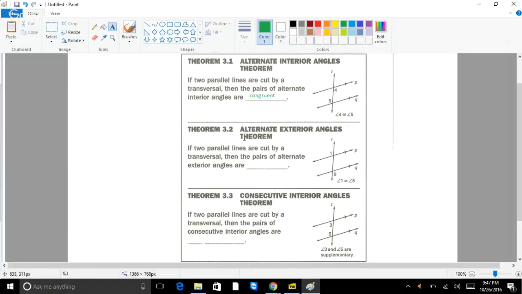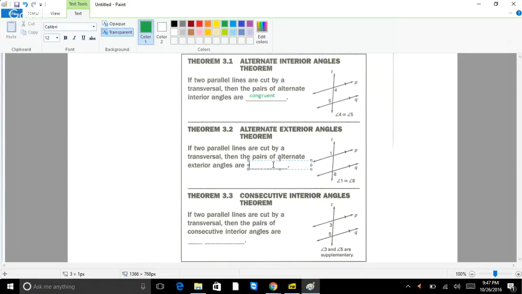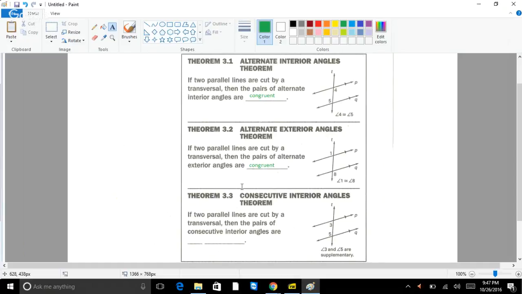Theorem 3.2 deals with alternate exterior angles. Again, alternate means opposite sides, and instead of interior, inside the parallel lines, these are exterior. If you have 2 parallel lines cut by a transversal, then the pairs of alternate exterior angles are congruent. So we have a postulate that tells us corresponding angles are congruent. We have theorem 3.1 that tells me alternate interior angles are congruent. And we have theorem 3.2 that tells me alternate exterior angles are also congruent.